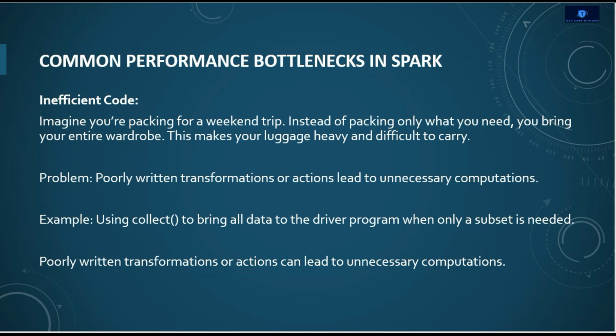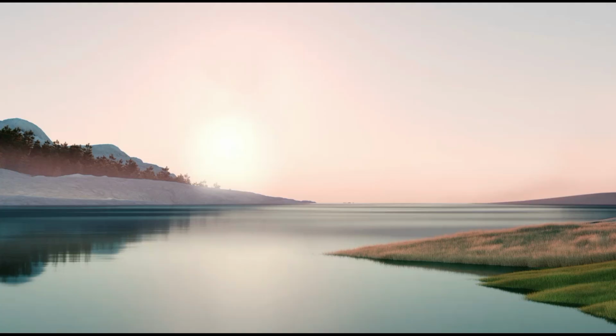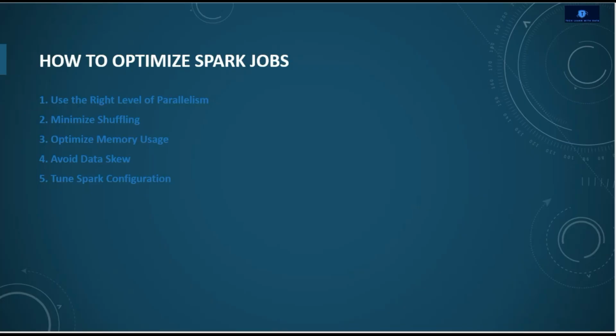So let's look at how we can optimize Spark jobs. First one is to use the right level of parallelism. What is parallelism? Parallelism refers to the number of tasks that can be executed simultaneously. In Spark, this is controlled by the number of partitions in your RDD or data frame. So to optimize this, you need to increase the partitions.